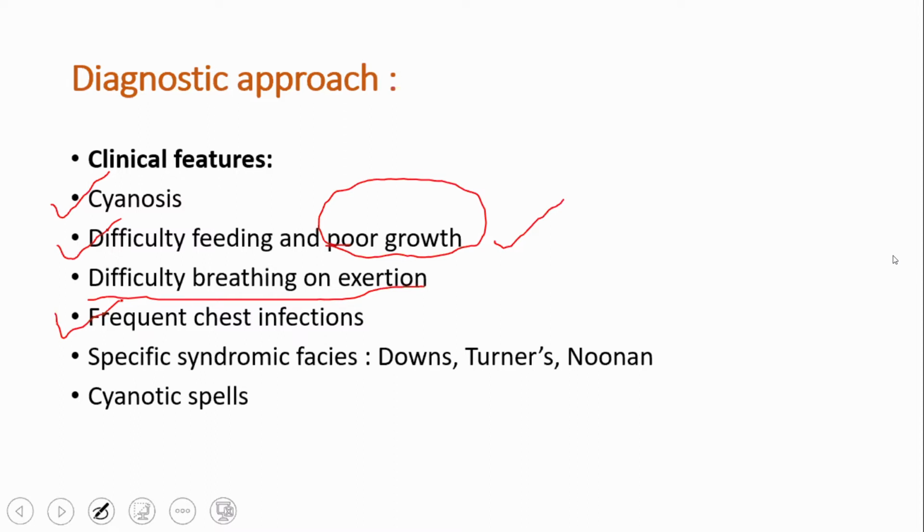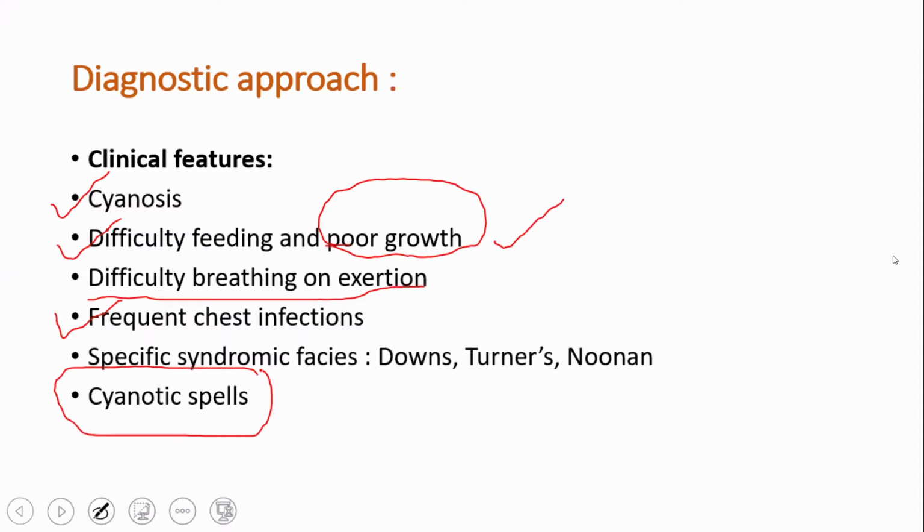Babies with cyanotic congenital heart disease may sometimes present with a cyanotic spell. They are blue, but sometimes will turn very blue and can have anoxic, hypoxic attacks. We will talk about the cyanotic spell in detail in cyanotic congenital heart disease. So these are the different presentations that occur in babies with congenital heart disease.